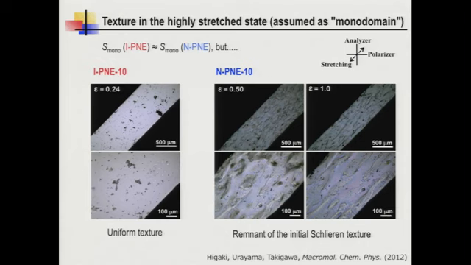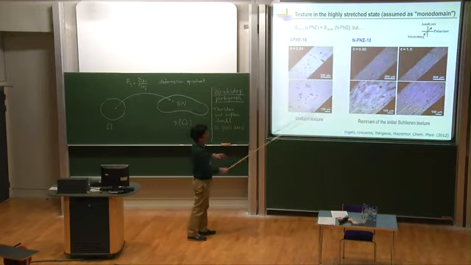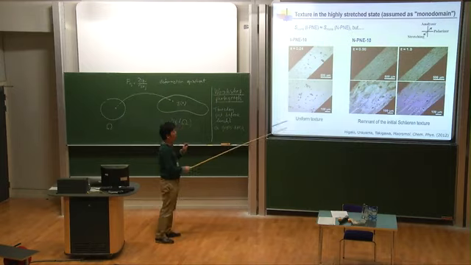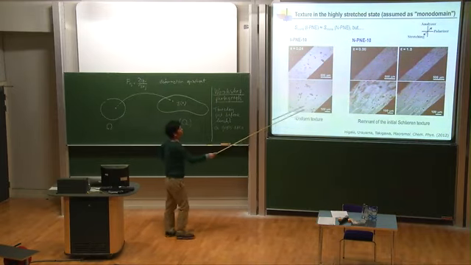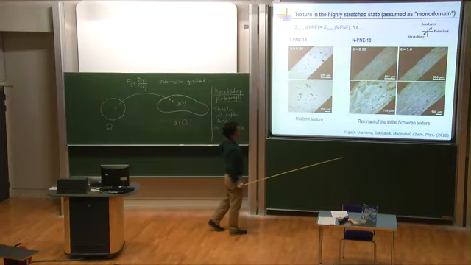So this remnant of the initial Schlieren textures is more clearly observed in this geometry. In this case, the stretching direction is 45 degrees relative to the optical axis of the crossed polarizers. So this corresponds to 50% stretch. This one is a 100% stretch.